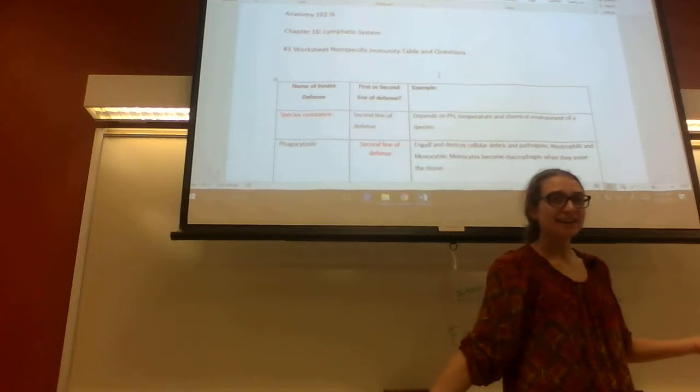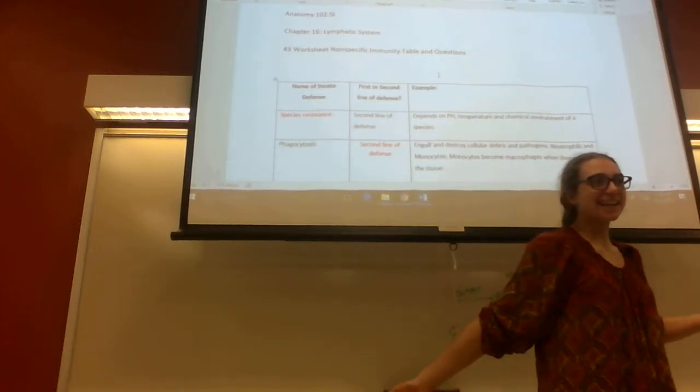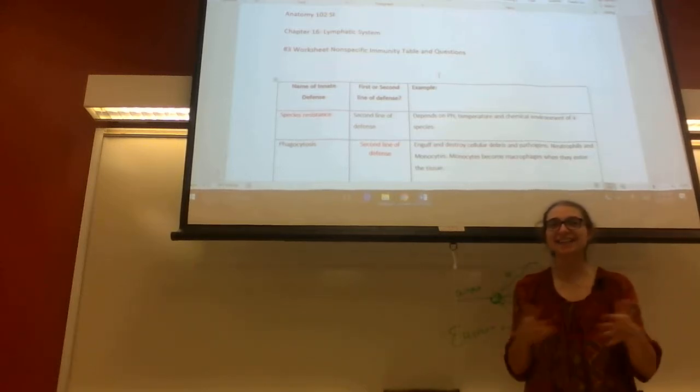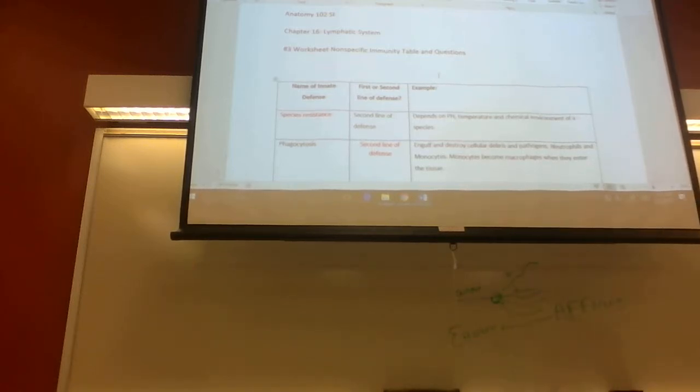Your skin, right? Yeah, everyone has skin. At least, I hope you do. And then your mucosa membrane. So, nonspecific, it's here, everyone has it. Everyone has nonspecific just because of the way they're shaped.